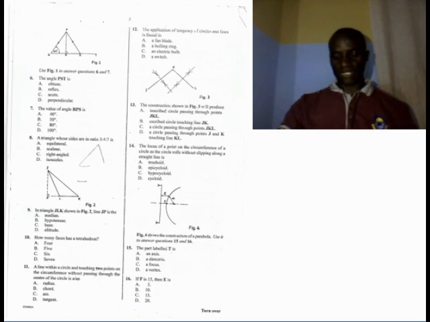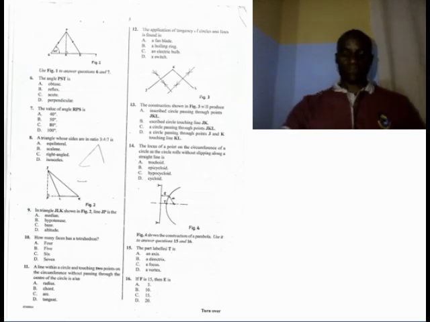Question number 15. It says figure 4 shows the construction of a parabola. Use it to answer questions 15 and 16. So you have to use this question to answer some 15 and 16. The point labeled T is A, an axis, B, a directrix, C, a focus, D, a vertex. The correct answer here is D, a vertex.